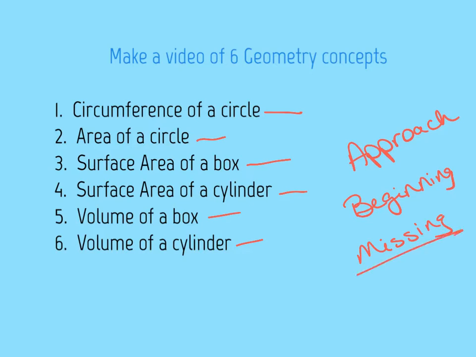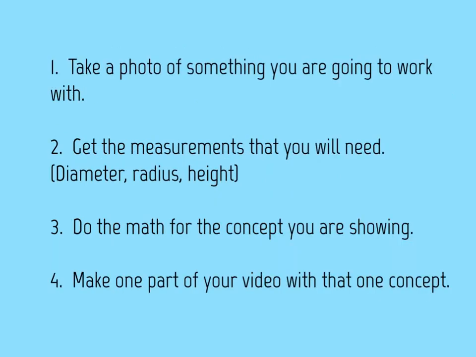If it is marked as missing, you have to talk to me. You have to ask me a question to find out what's going on. You're still going to be able to redo it. So if you get missing or beginning, you can redo it until you get to approaching. That is your goal. And we'll be talking about it a little bit more the day that I introduce it in class too. So here's basically your setup.